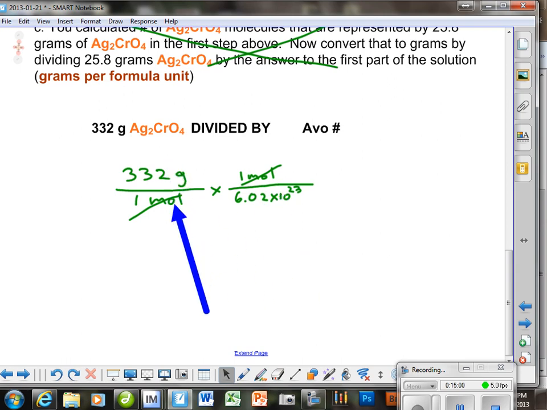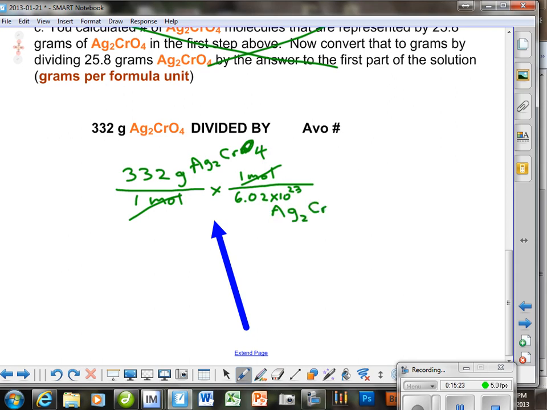This is the grams that equals 1 mole. This is, for 1 mole, going to be this many particles. So what they're asking for is the grams per particle, and we are talking about Ag2CrO4, and this is also Ag2CrO4, all the same particle. And so what we have at the end is the 322 divided by the Avogadro number.